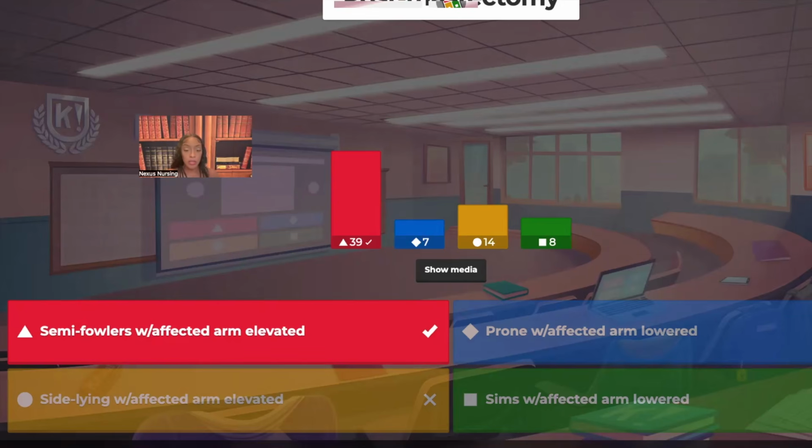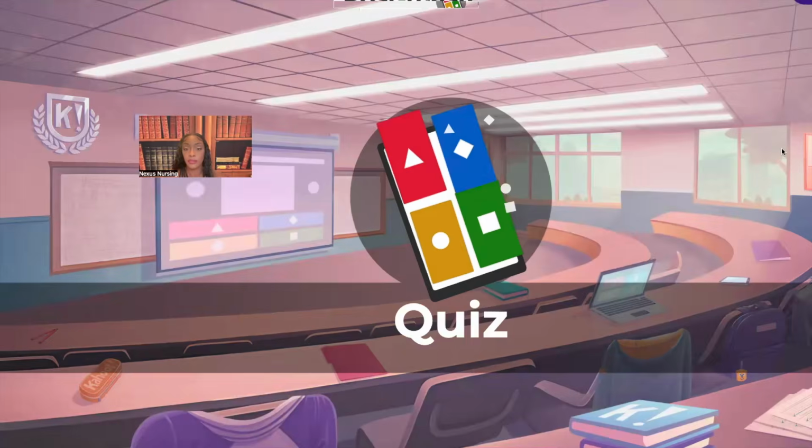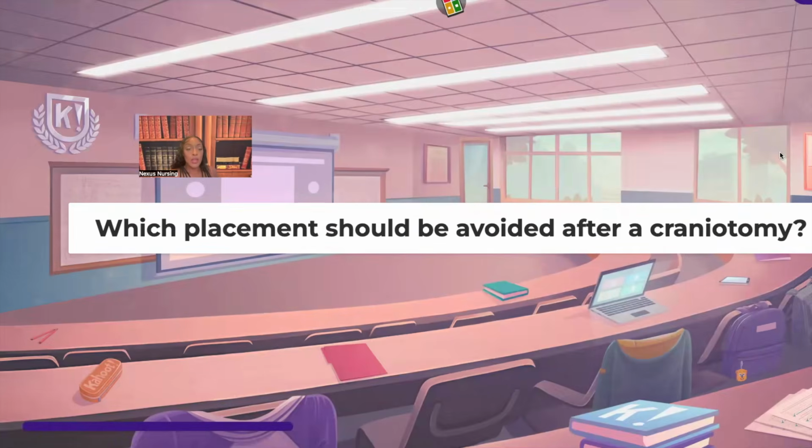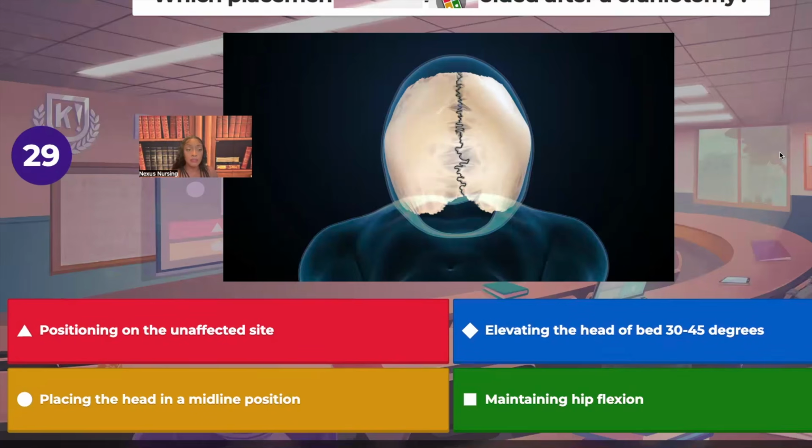All right, let's do the next question. Okay, which placement should be avoided after a craniotomy? Patient just had a craniotomy. What are you going to avoid doing? Is it positioning them on the unaffected side, elevating the head of the bed 30 to 45 degrees, placing the head in the midline position, or maintaining hip flexion? Which placement should be avoided?